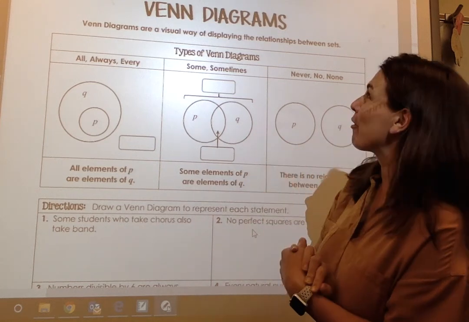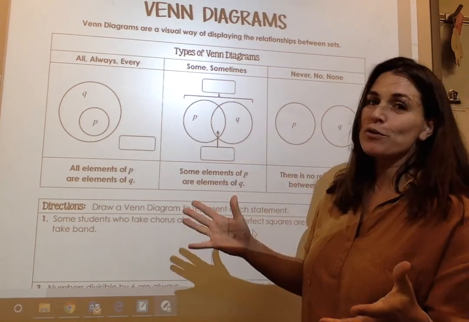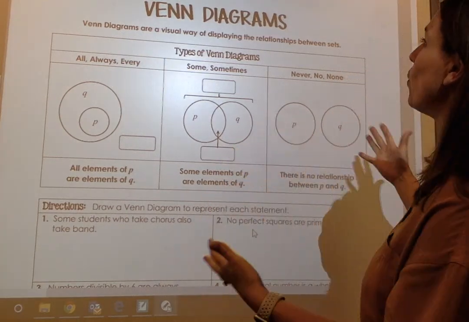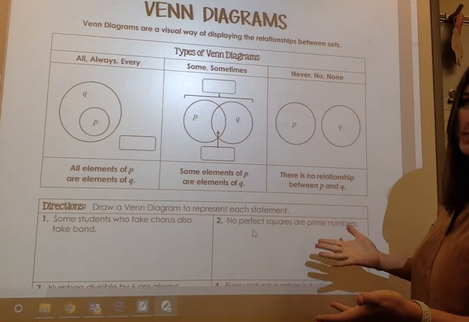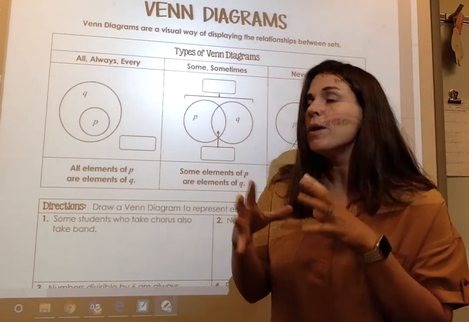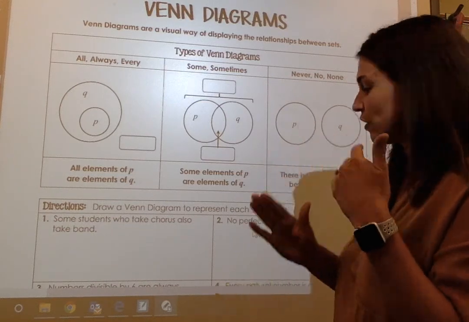Here we are with Venn diagrams. And Venn diagrams are fun. You've seen them before. You probably saw them a lot in lower school. But they're just a visual way of displaying relationships between sets. So it's a lot of what we've done, but now we're going to put it in a pictorial form, which sometimes makes it easier to see.